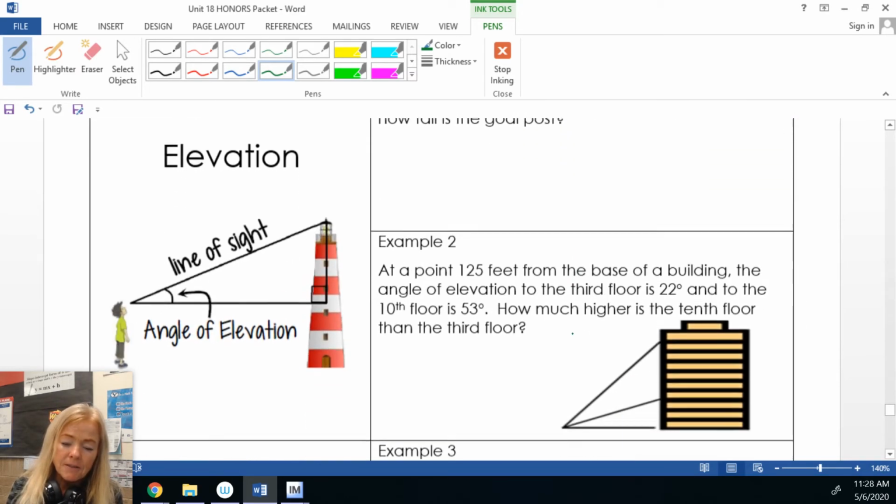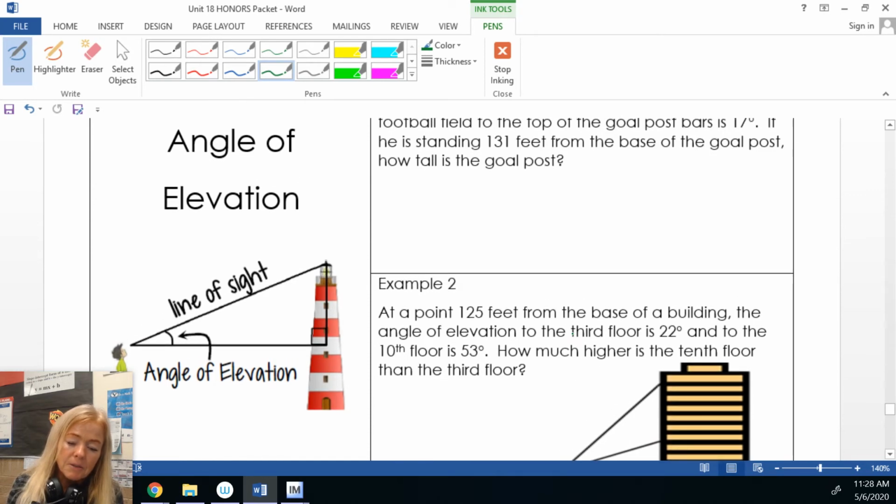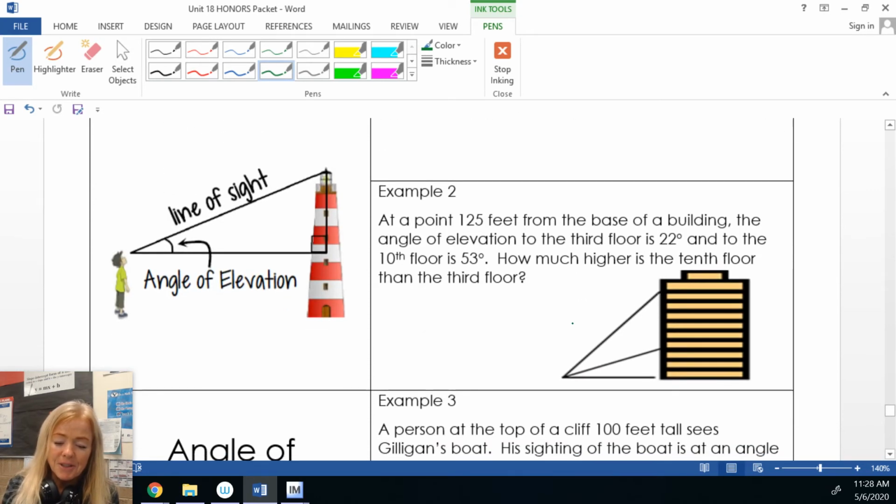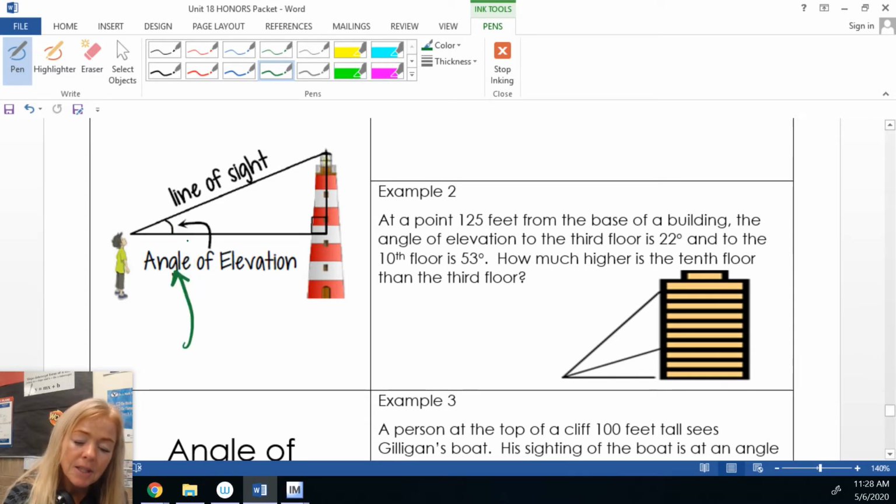So angle of elevation, we're going to start with, and what you have in your picture here is a person standing there, and he is standing and he's looking upward. If you notice, it's up that he's looking up toward the tippy top of that lighthouse, and you could use that angle right in there that you see, called an angle of elevation, from your line of sight.